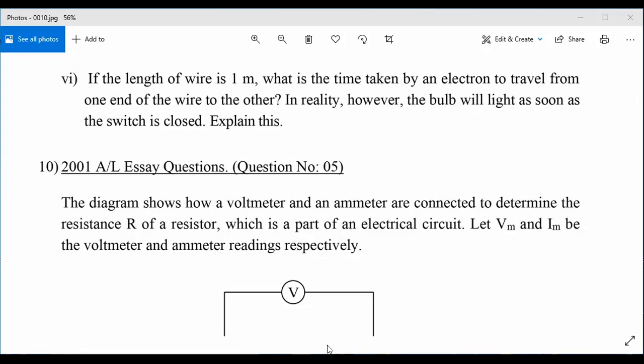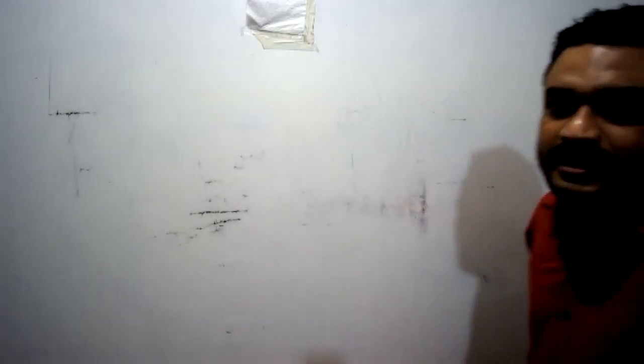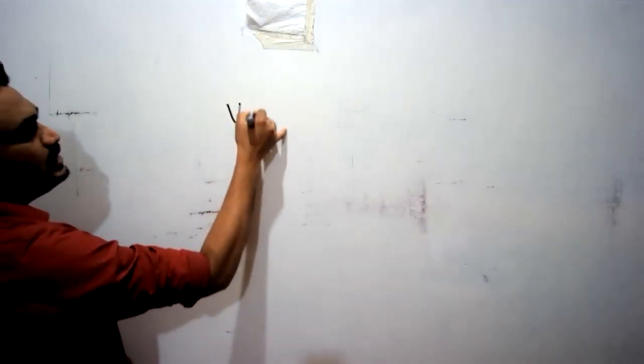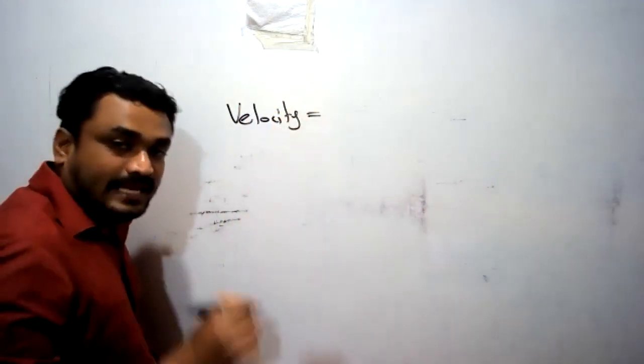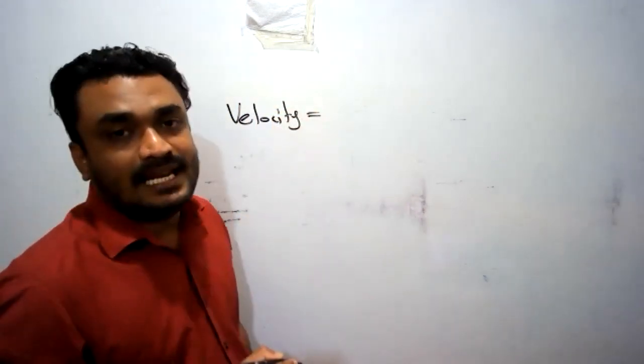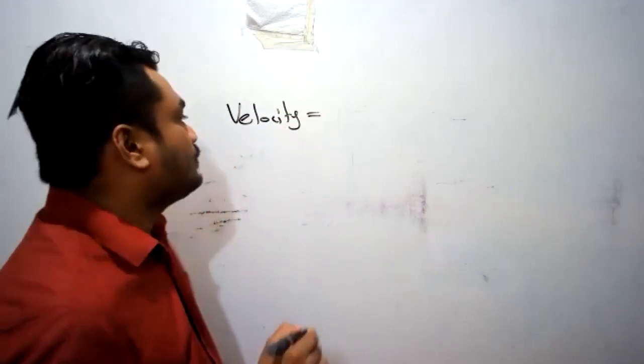Okay, let's give a try. How do you find it here? So here now they are talking about the drift velocity. So let me use this equation. Velocity equals, now they are talking about an electric current, the motion of an electron under the influence of a current.